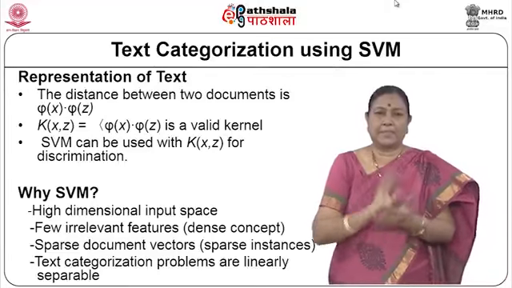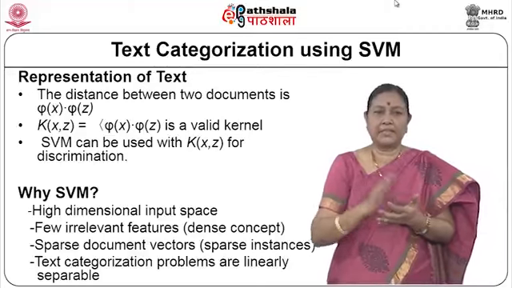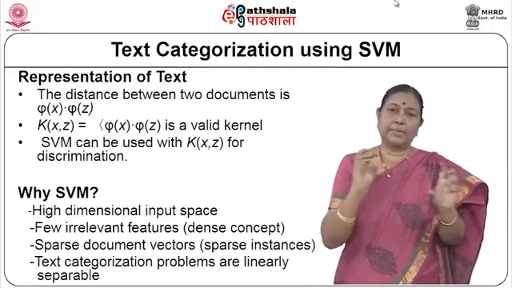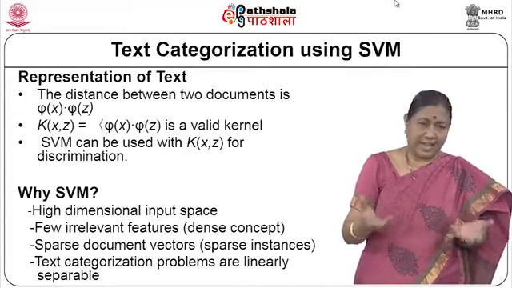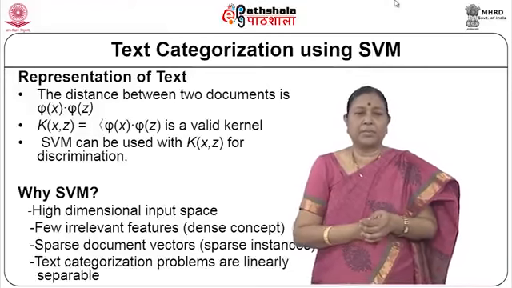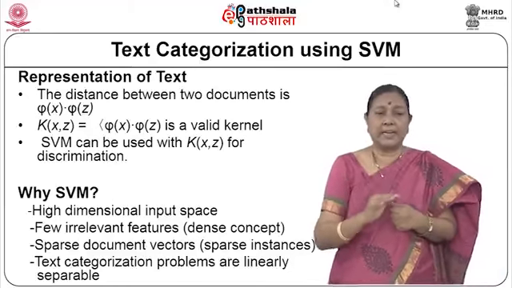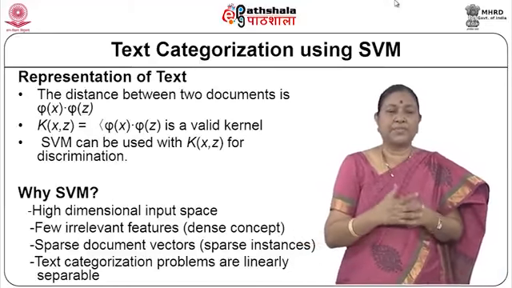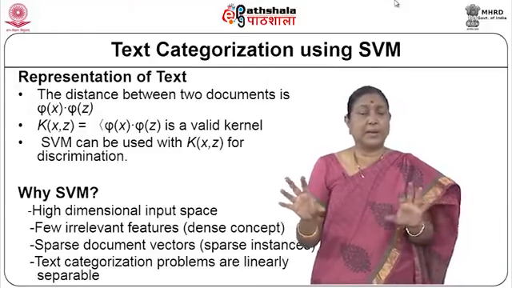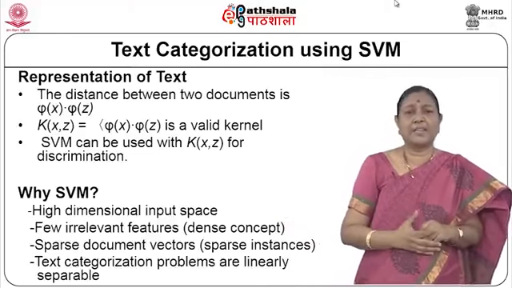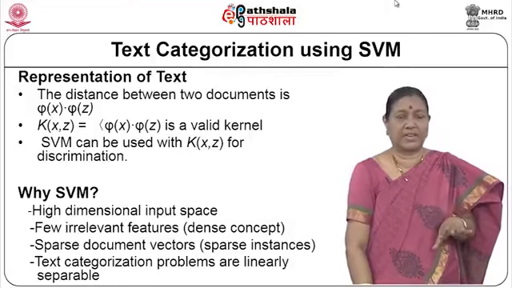That is the representation. Now, how do we do text categorization using SVM? We represent the distance between two documents as the distance between the two vectors, and k of x comma z is equal to psi of x, psi of z, which is a valid kernel. So, SVM can be used with this kernel for discrimination. Why should you use SVM in this case? It is a high dimensional input space, it has few irrelevant concepts, a dense concept with sparse document vectors and sparse instances, and text categorization problems are normally linearly separable. So, this is the reason why SVM is used for text categorization.